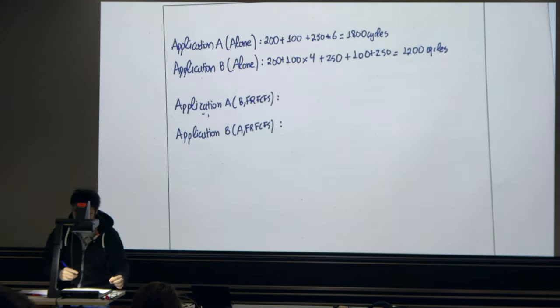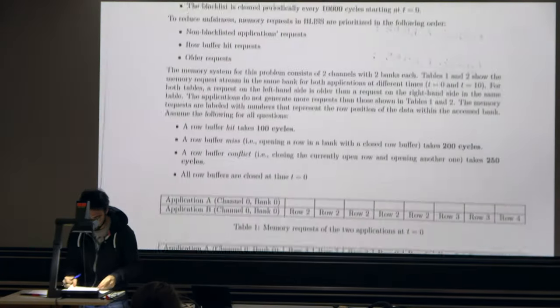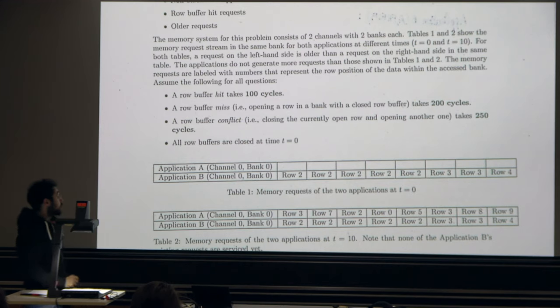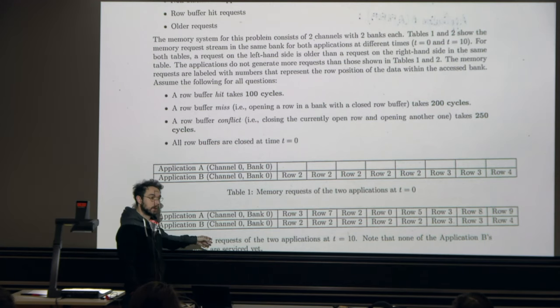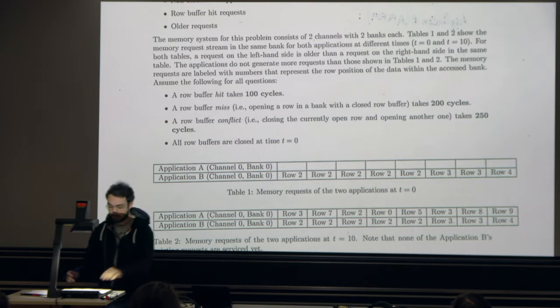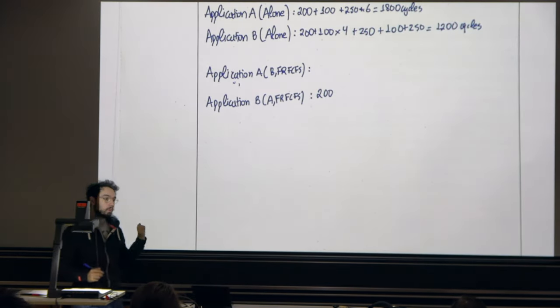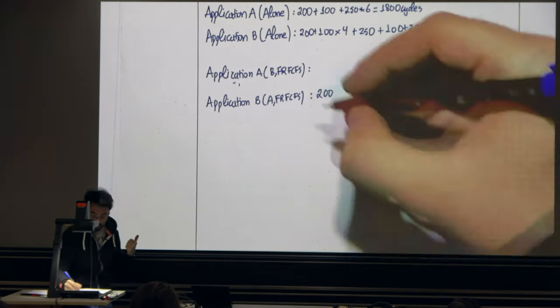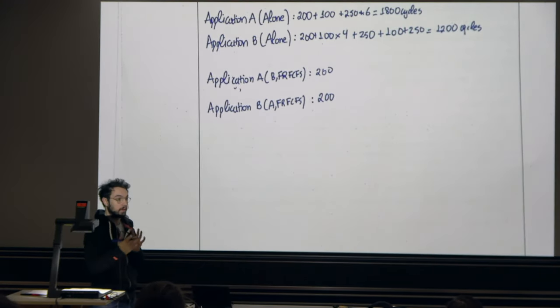So in this case, let's see more in detail this one. It's a bit trickier. Which is the oldest request? Nothing is open, right? So the oldest request is from application B. So application B will open this row first, right? So for sure, we have in application B a miss. And application A will wait for this miss, right? So we accumulate the cycles in application A also to calculate the latency. It's the whole execution.